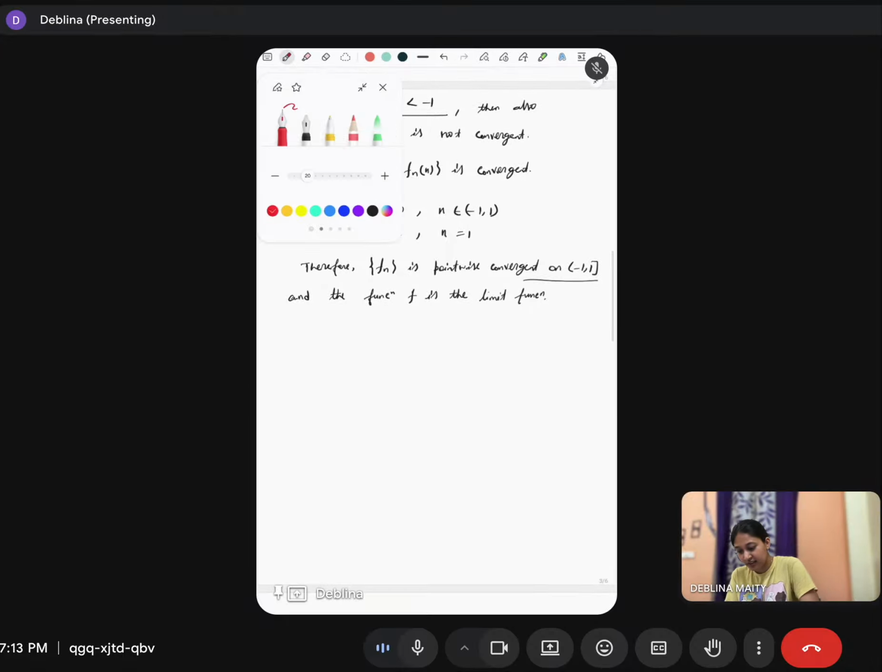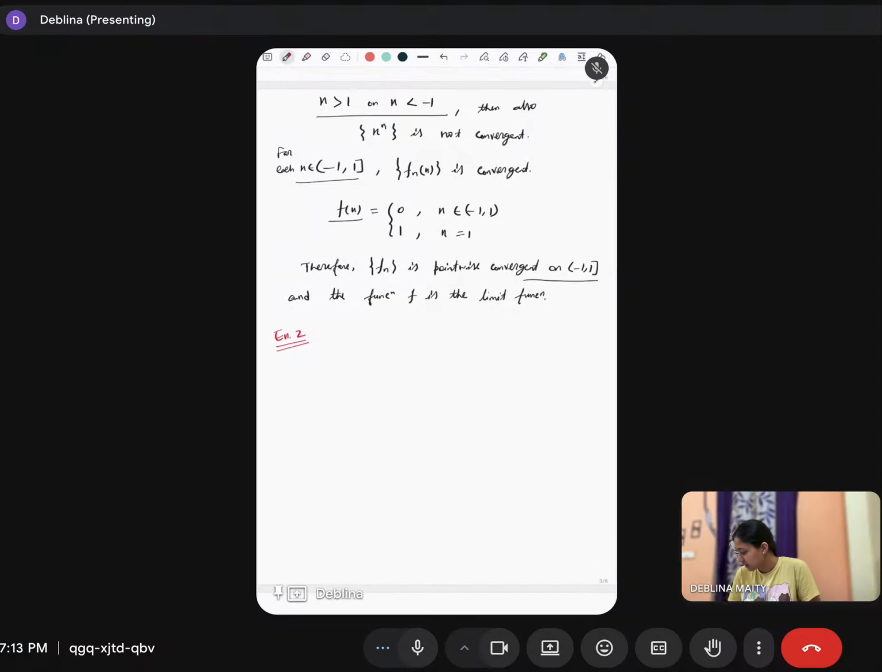Okay, let's see another example. So for each n, we are now defining fn(x) equal to x by n, where x belongs to R.